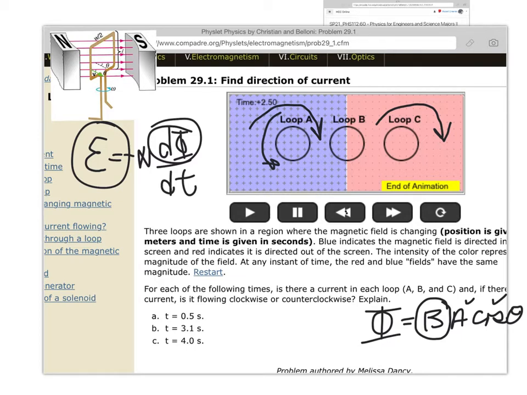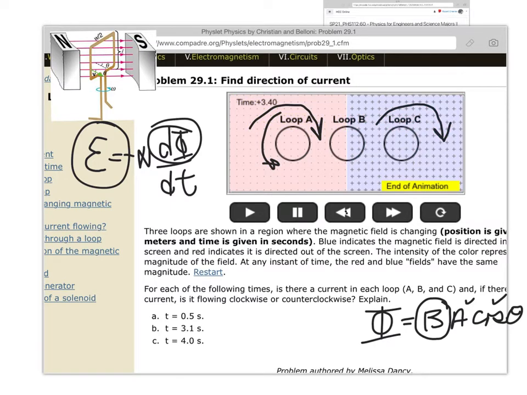So now on loop A, we have an increasing flux out of the page. It's now getting red. And since that's increasing, we're going to oppose that by getting a field in the opposite direction. In other words, if we step back to 0, now it's getting redder and redder. That's a field coming out of the page. So to oppose that, we need a field and a flux into the page, and that's the same direction.